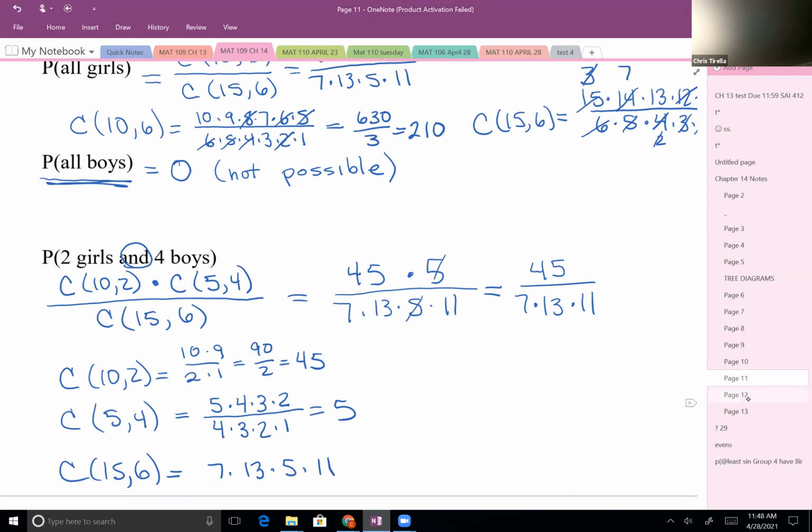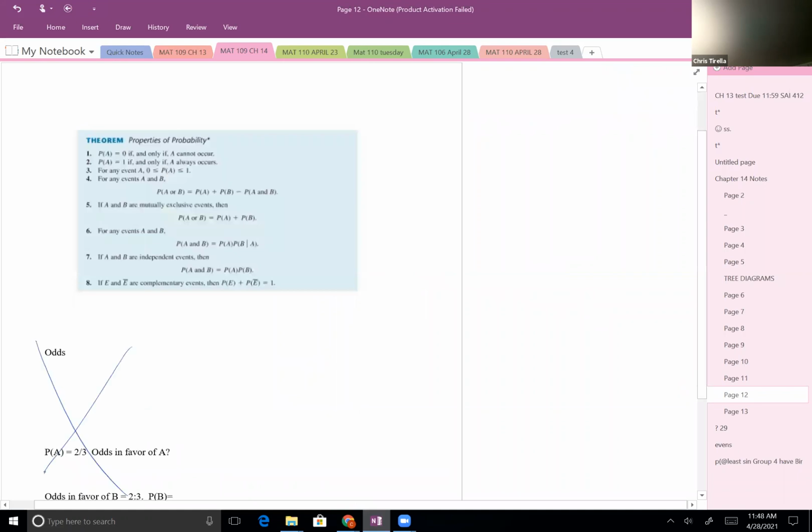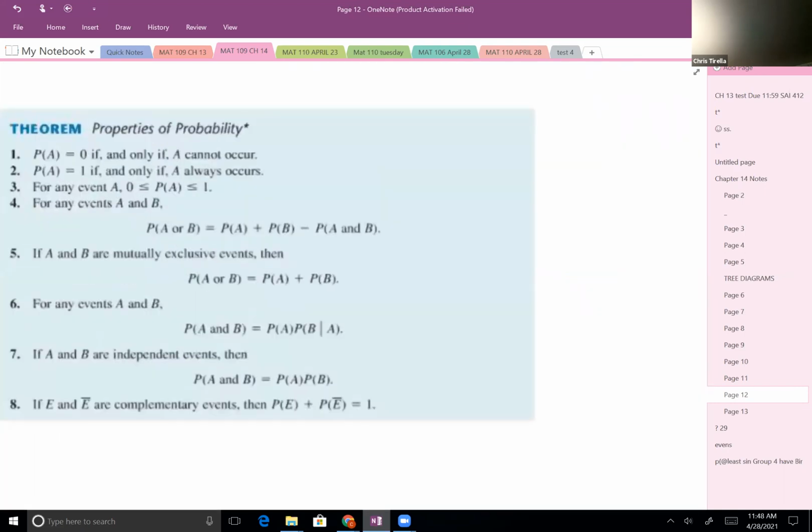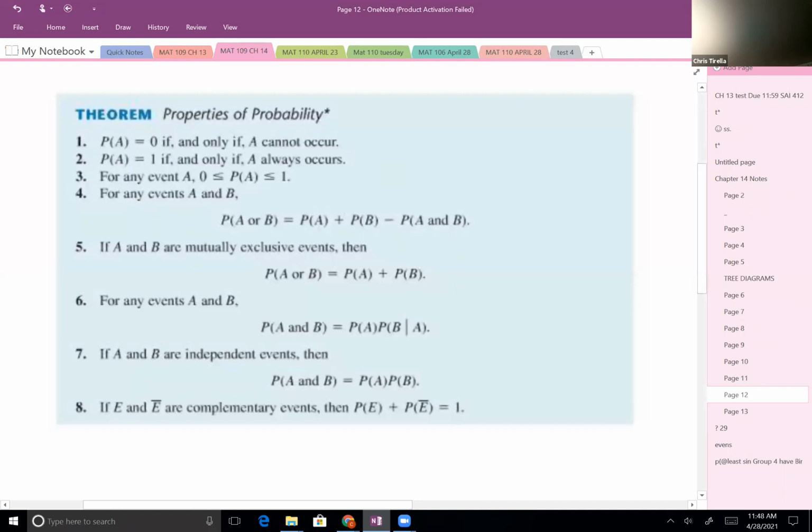Then, going on to page 12, we're not going to worry about odds and we're not going to worry about expected value. But I did want to look at this little blue box because I think it's a good summary of what you need for probability. Probability is 0 only if the event cannot occur. Probability is 1 only if the event always occurs every single time. So putting those pieces together, remember your answer for probability has to be between 0 and 1. It should always be a fraction.